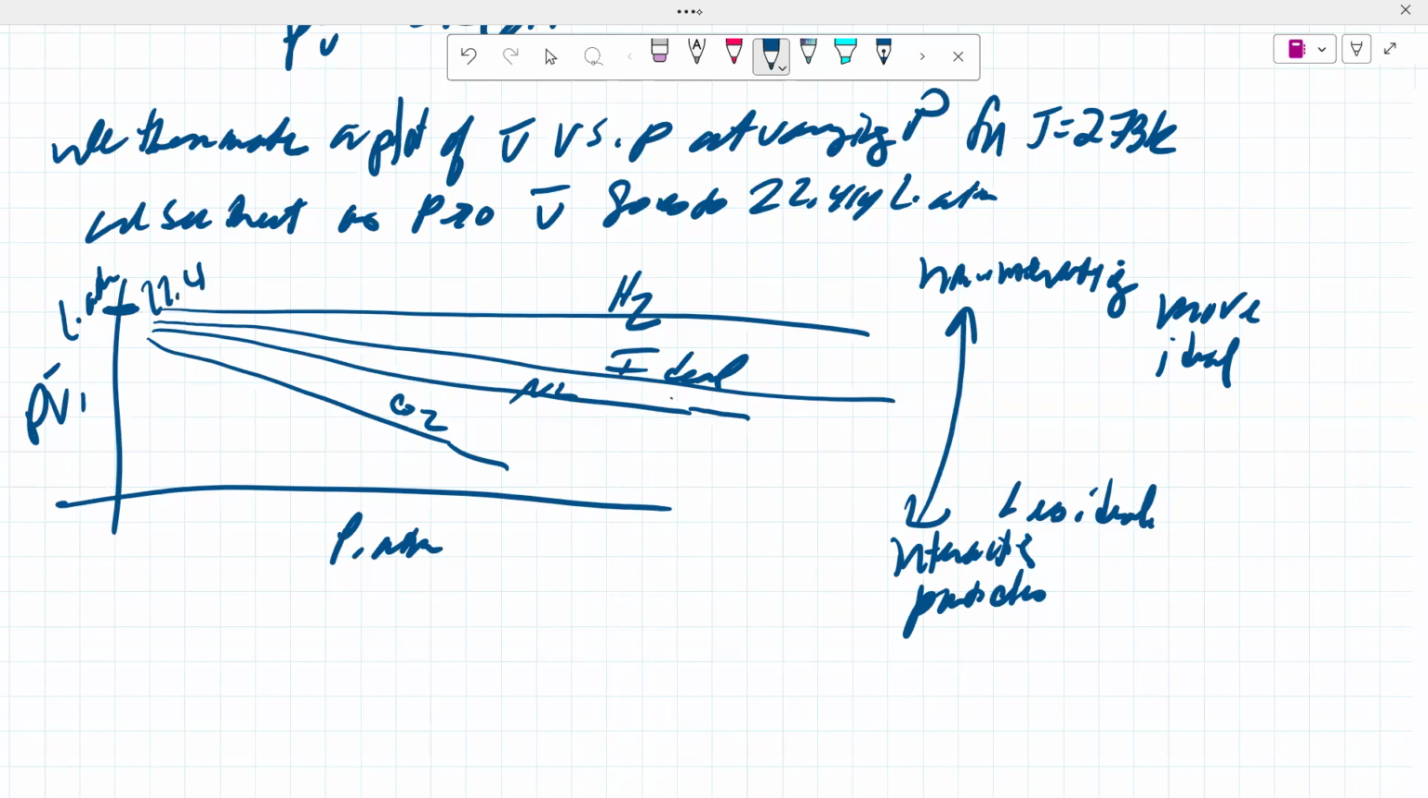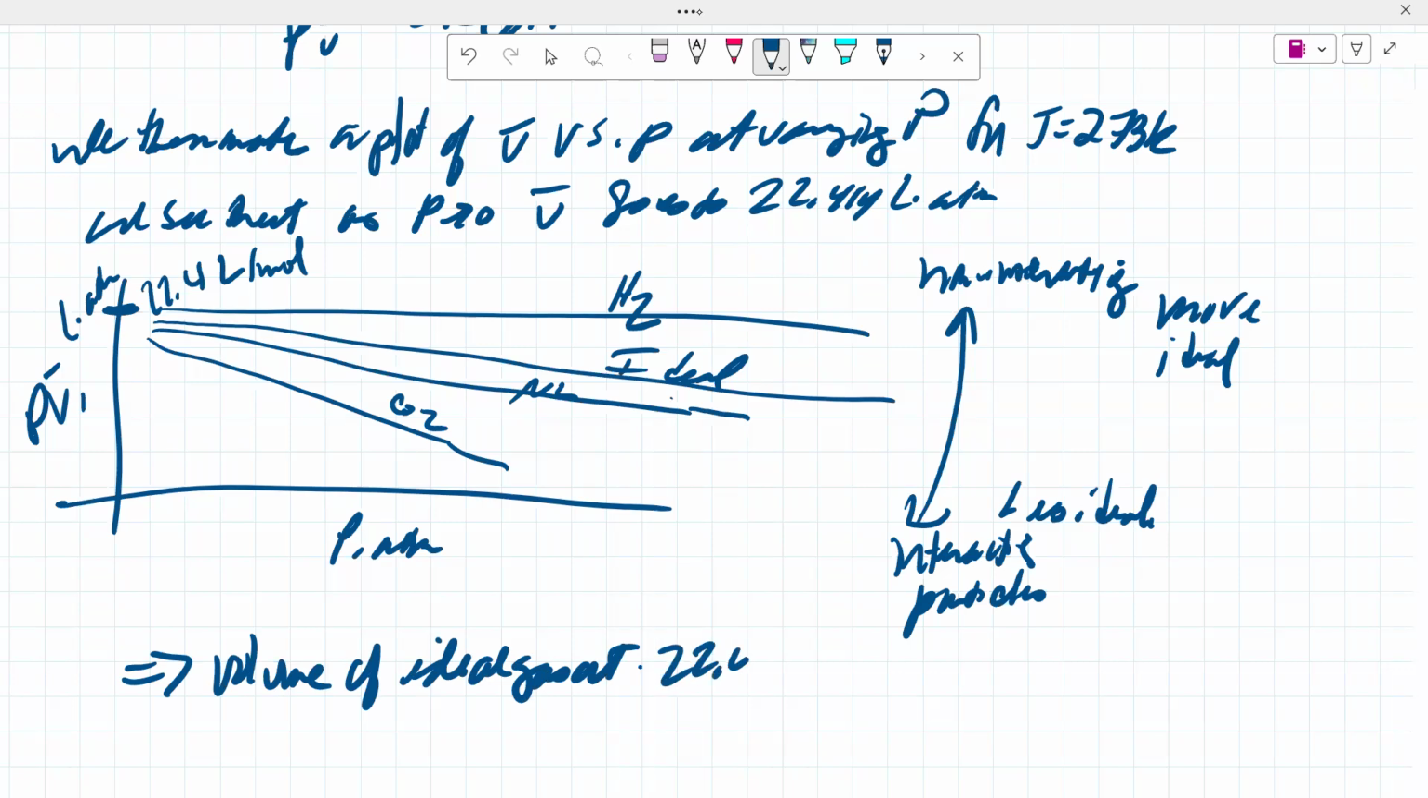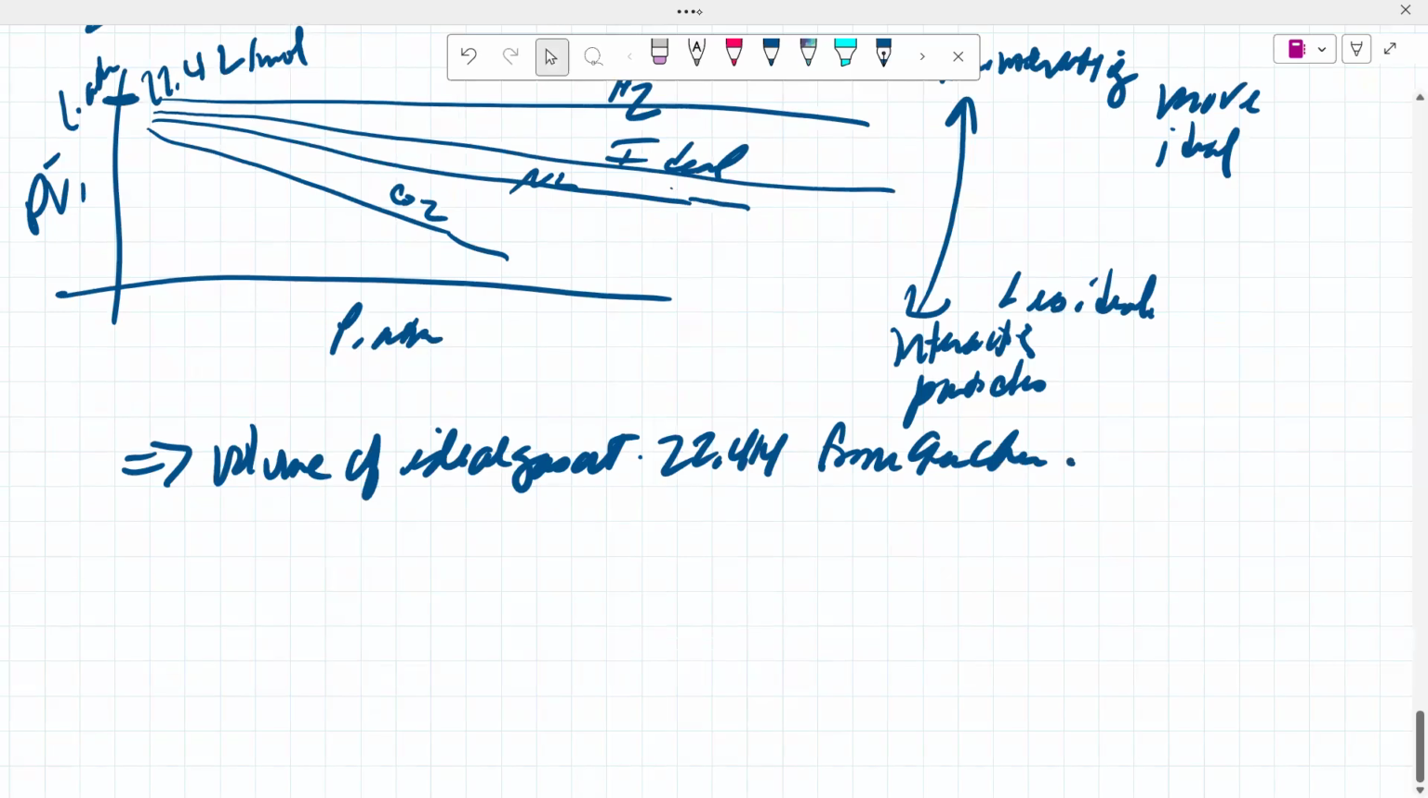You probably learned this number in Gen Chem. Liters per mole. Where did that number come from? Well, here it is. So you can say the volume of ideal gas at 22.414. You learned in Gen Chem. We can also solve for R.